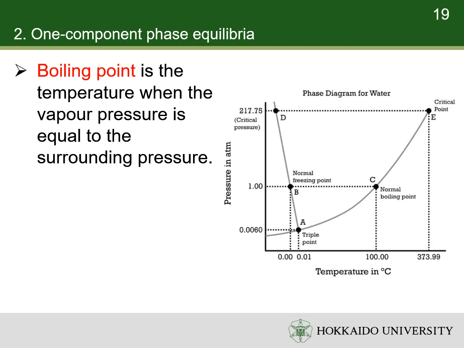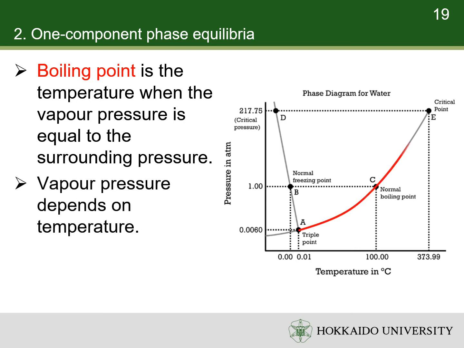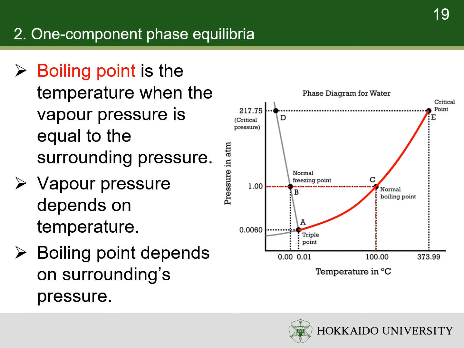On the phase boundary, the degree of freedom is 1. Thus, vapor pressure depends on temperature. For example, when the temperature is 100 degrees Celsius, the vapor pressure of water is 1 bar. The vapor pressure increases with temperature. On the other hand, the boiling point depends on the surrounding pressure as well. The boiling point of water at 1 bar is 100 degrees Celsius. The boiling point rises with the surrounding pressure.